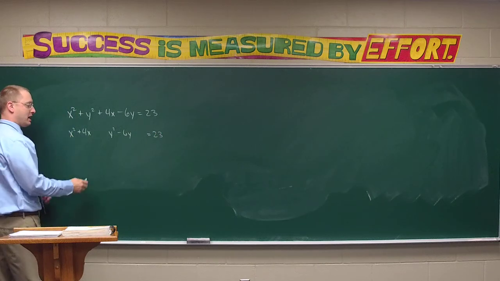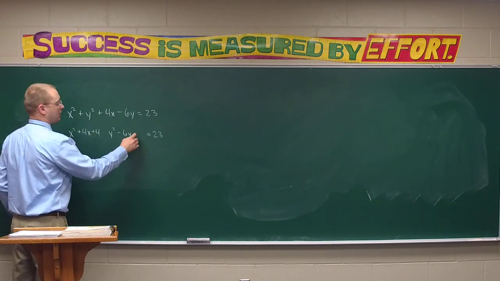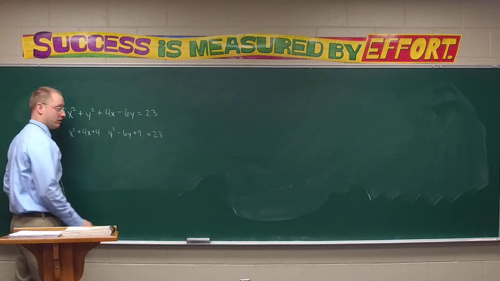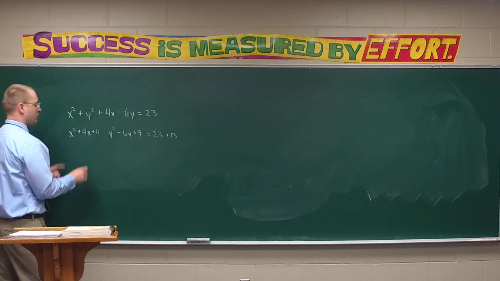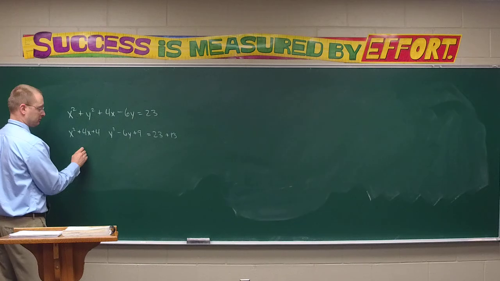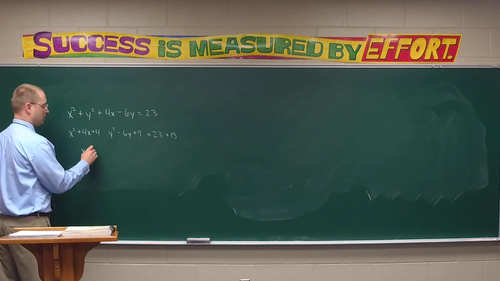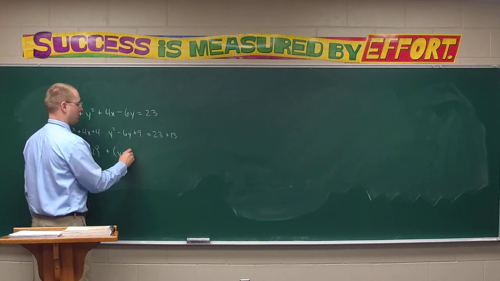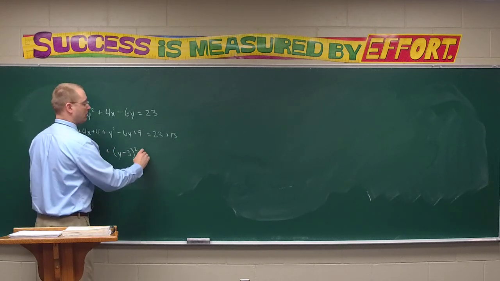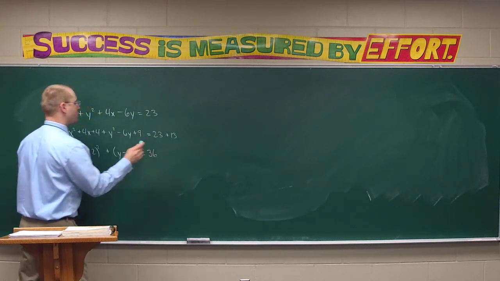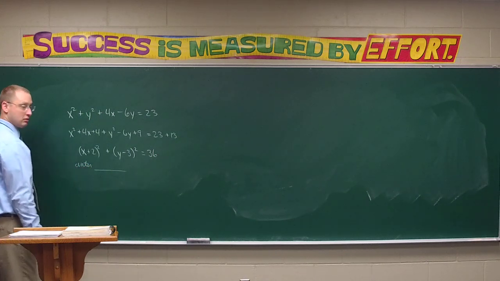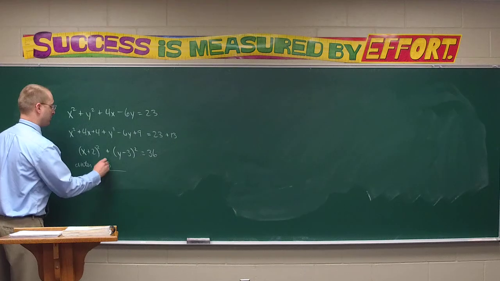We complete the square with a 4 and a 9, and after here we also put 13. All right, so here, Jamie, it's going to be x plus 2 squared, y minus 3 squared, and 36. Okay, so their center is negative 2, 3.